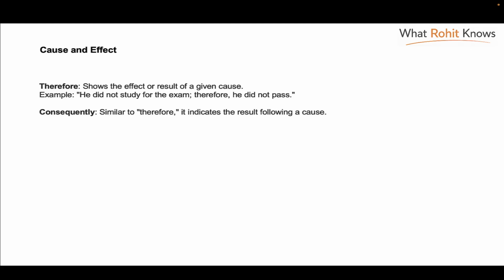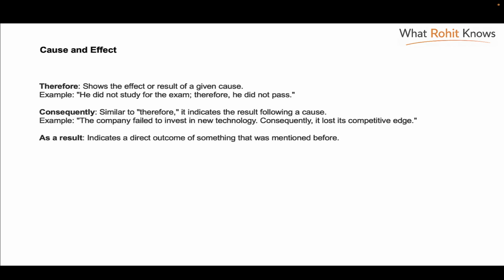Consequently, similar to therefore, it indicates the result following a cause. The company failed to invest in new technology. Consequently, it lost its competitive edge. So, for example, if there's an essay related to the housing crisis in big cities, you can say that the governments failed to invest in social housing. Consequently, homelessness has increased in recent years. So again, similar to therefore, it indicates the result following a cause.